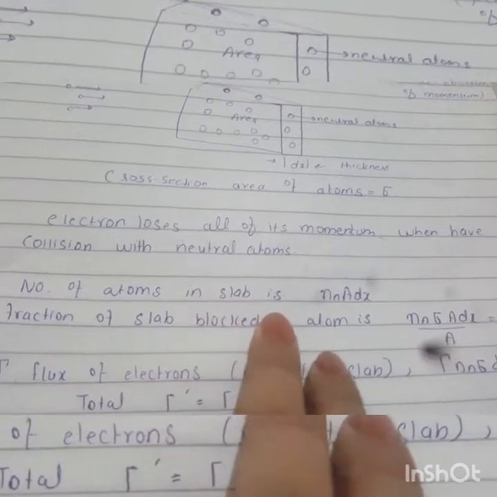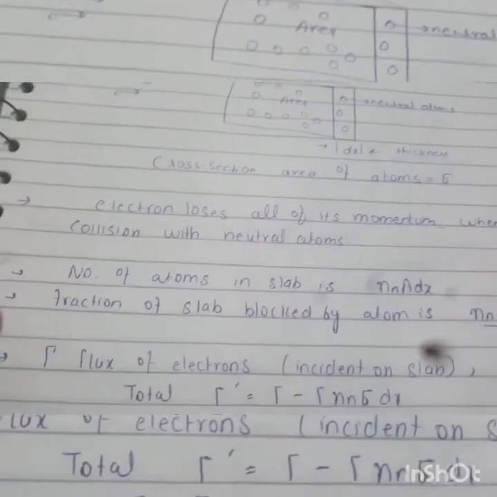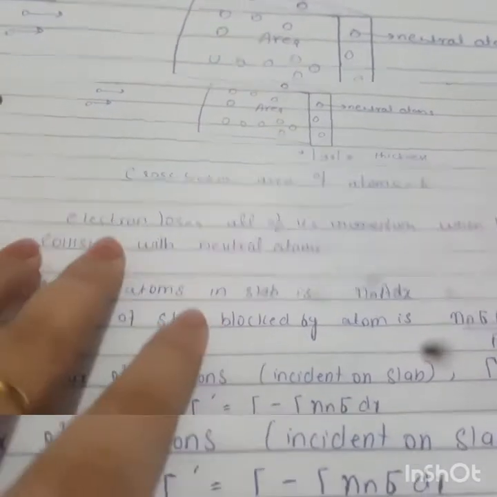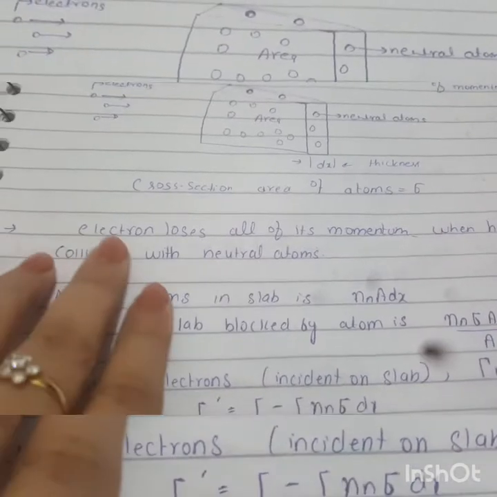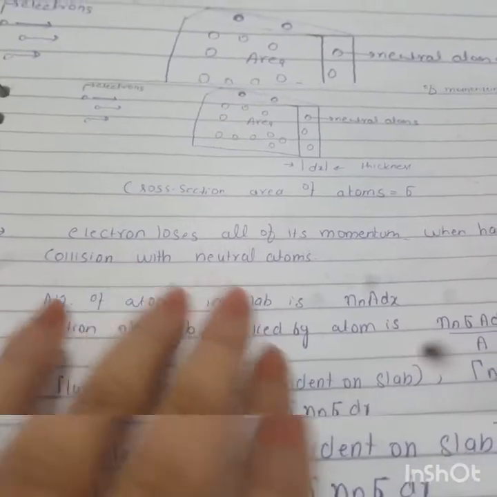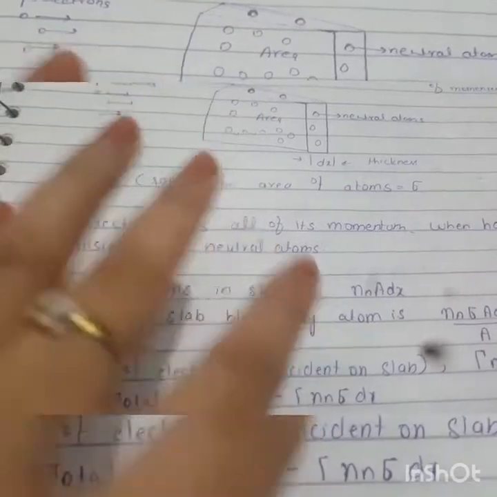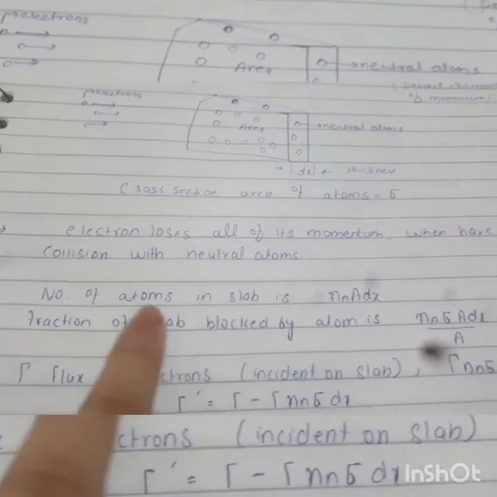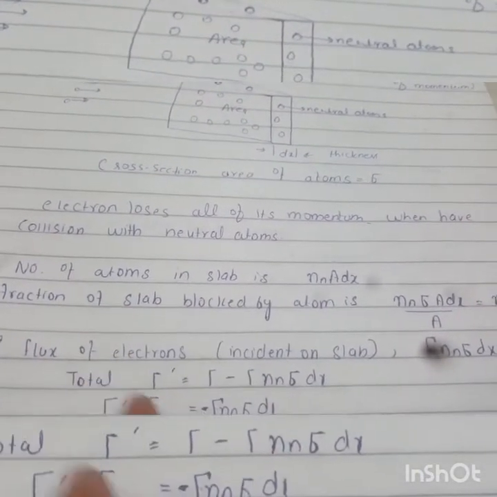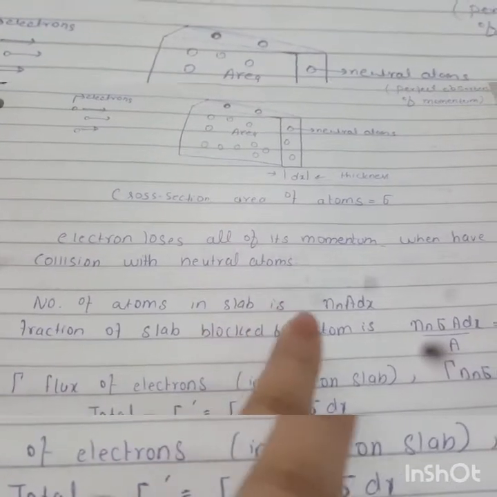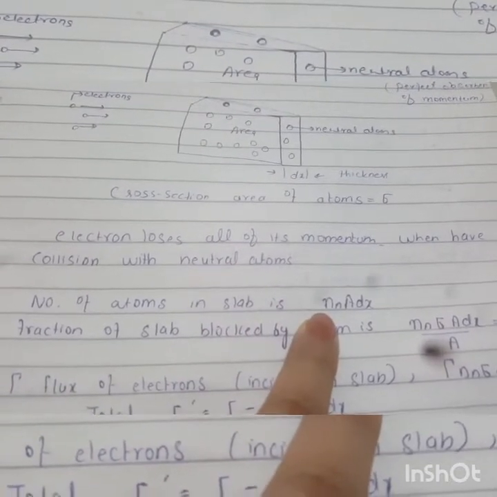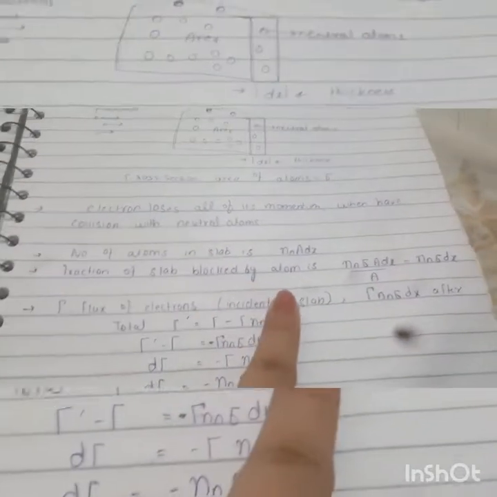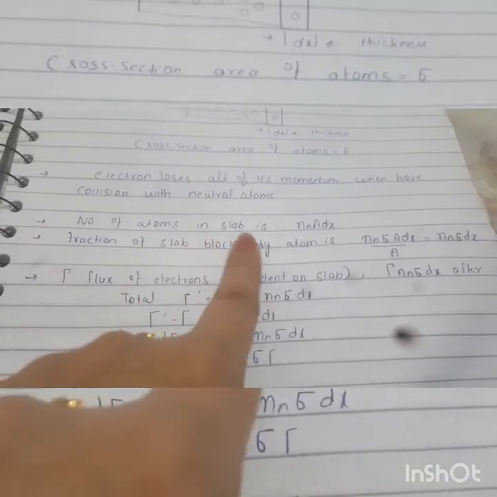Number of atoms in the slab is, now why we are defining these terms, that number of atoms is equal to this and fraction of slab, etc.? We are about to define a particular term that needs all of these things. So first of all, I'm defining the things that would be part of that term. So the number of atoms in the slab is represented by this. The fraction of slab blocked by atoms is this, and the number of atoms in the slab is this.